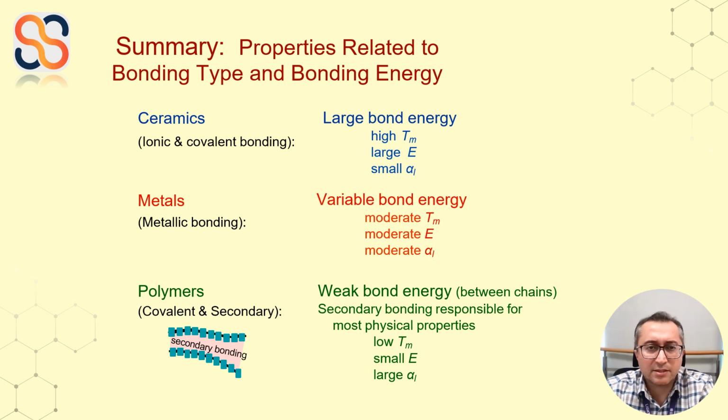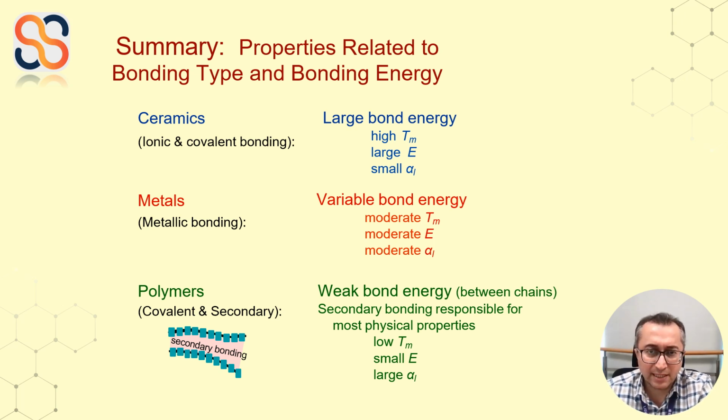Okay, let's wrap up our discussion by summarizing how different bonding types and bonding energies influence the properties of materials, particularly focusing on ceramics, metals, and polymers. Ceramics, which primarily exhibit ionic and covalent bonding, have strong bonds that contribute to their high melting temperatures and low thermal expansion. This makes them ideal for high temperature applications.